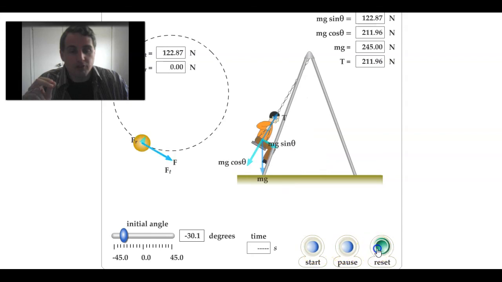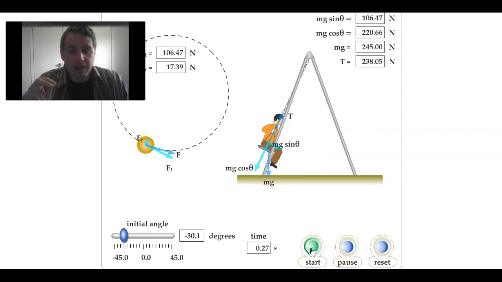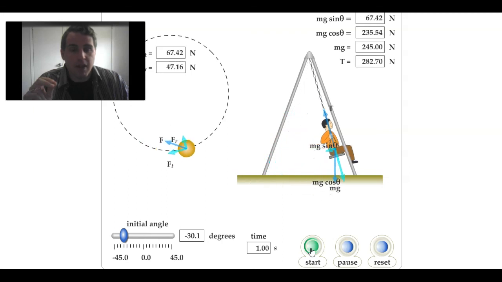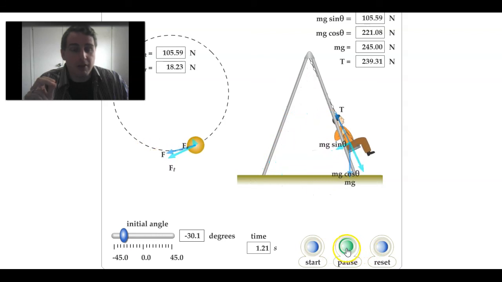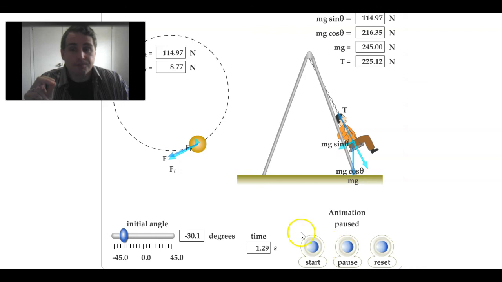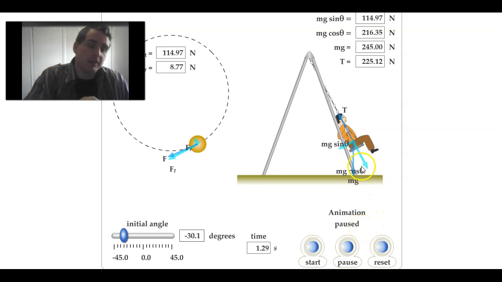So let's reset and let's see if we can investigate that. Let's say we go over on the right hand side. So let's stop right about there. Whoops, I'm sorry. Let's go ahead and pause, I should say, right about there. Notice at this moment, the radial force is 8.77 newtons. And that is the centripetal force. Notice the mg cosine theta plus the radial force, which is the centripetal force, should equal the tension force. That is to say, the tension force is preventing the object from falling through the swing, but it's also causing the object to change direction.